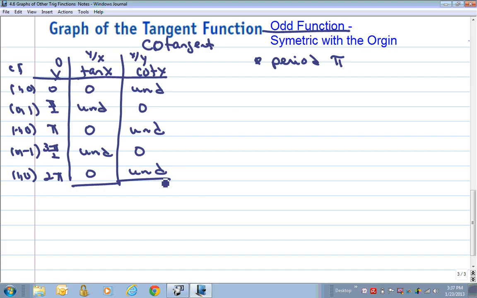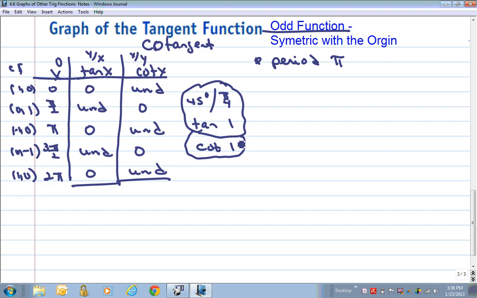One other thing I want us to remember off of our chart is something special about tangent, and it would also be true for cotan. At 45 degrees, kind of a key point, or pi over 4, my tan value was 1. Kind of an important thing. The cotan value would also be 1 because the reciprocal of 1 is 1. And that's kind of an important thing when we get ready to graph. All right, so let's take a look at what our tan graph would look like first.